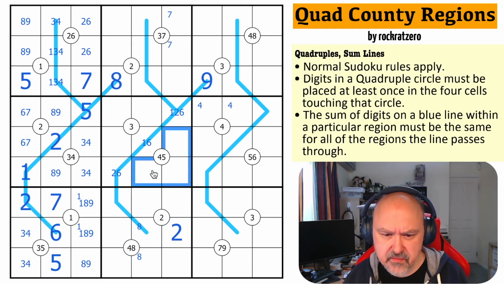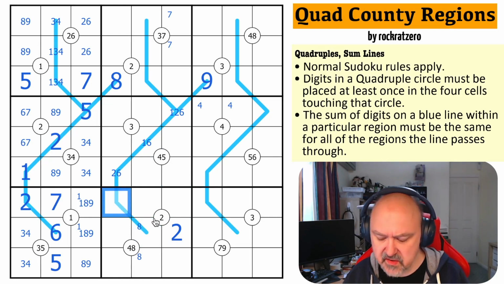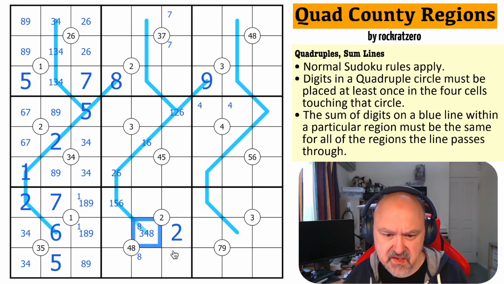Four and 5 are in here. Yeah, I've already kind of got that. So this could be 1, 8. Can't be 2, 7. So it could be 1, 8. Can't be 2, 7. It could be 6, 3, or 4, 5. They're the only possibilities.